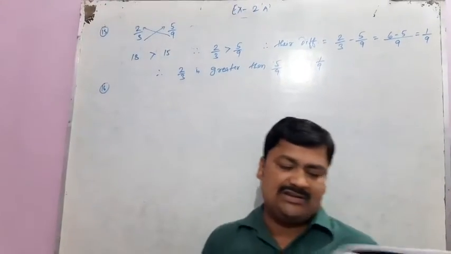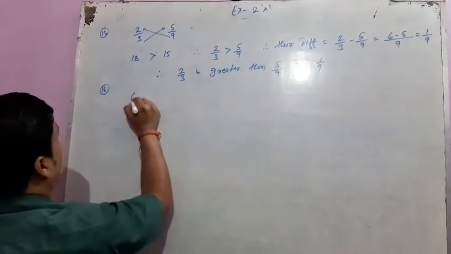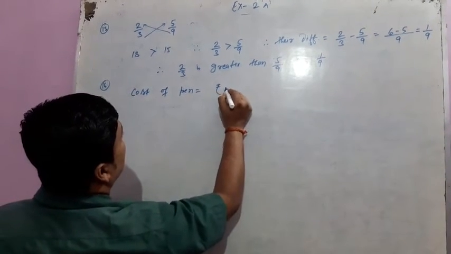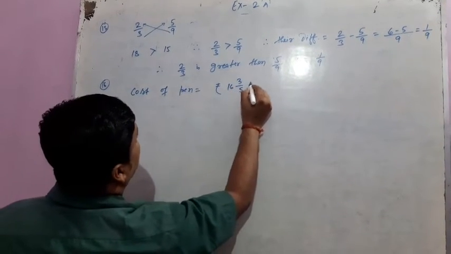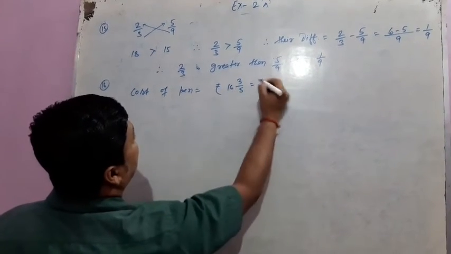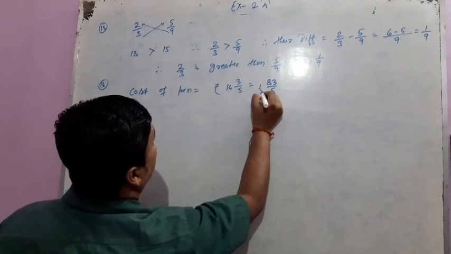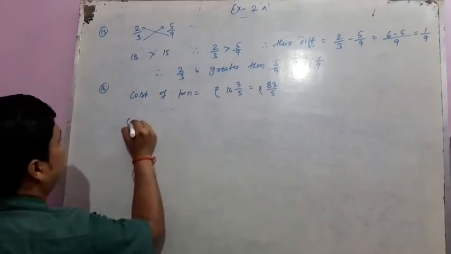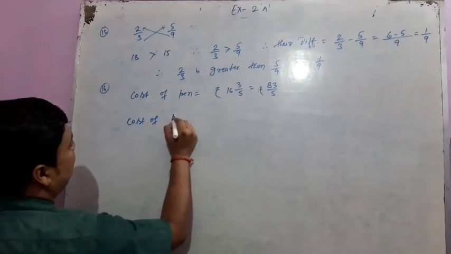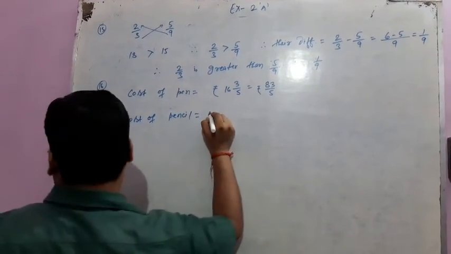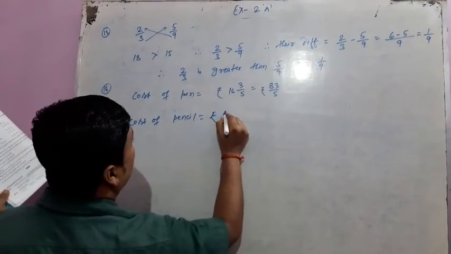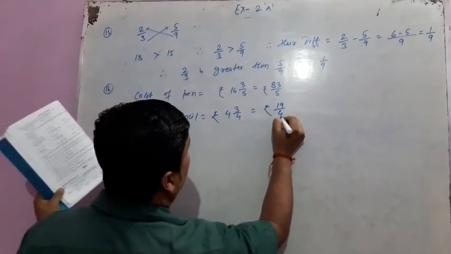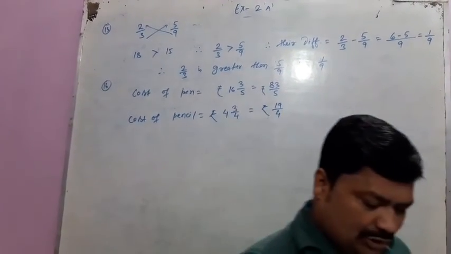Okay, and the last question of this exercise is question number 16. The cost of a pen is rupees 16 whole 3/5. That is, 16 5s are 80 and 3, 83/5 rupees. And the cost of a pencil is rupees 4 whole 3/4, means rupees 19/4. Which costs more and by how much?